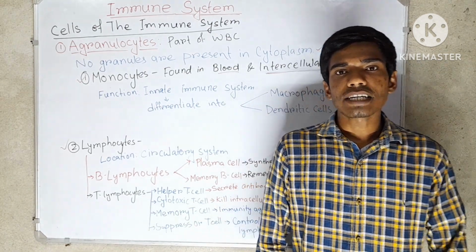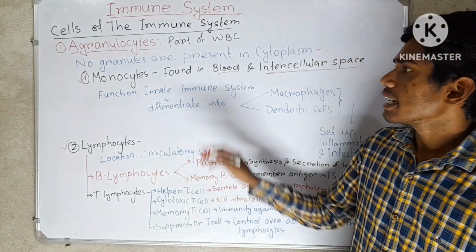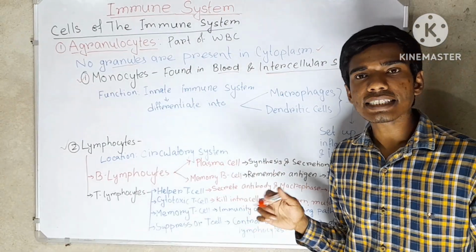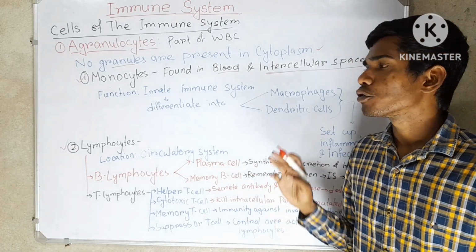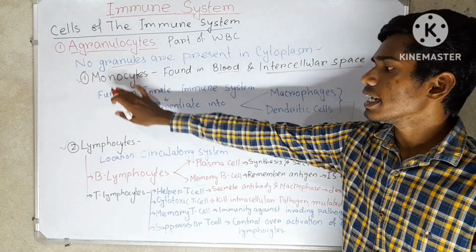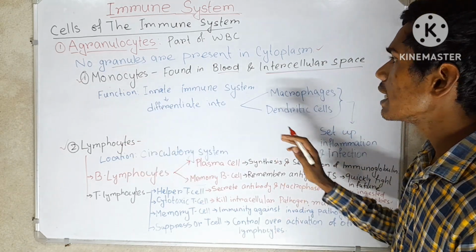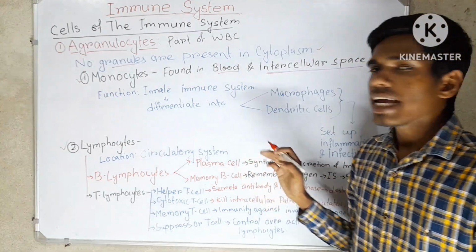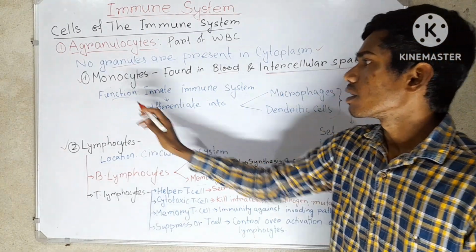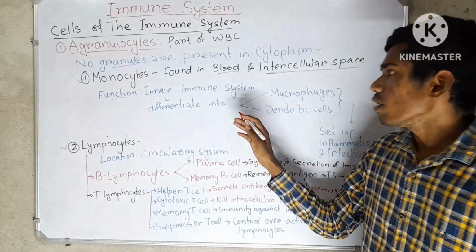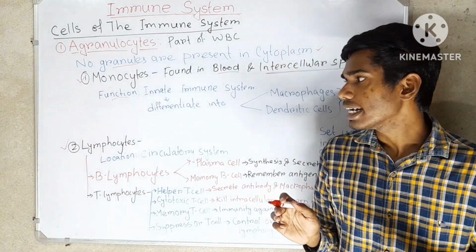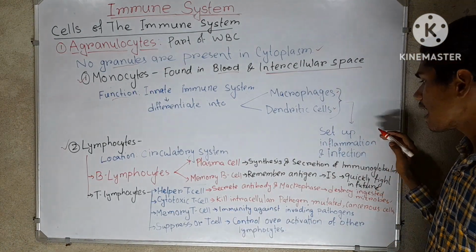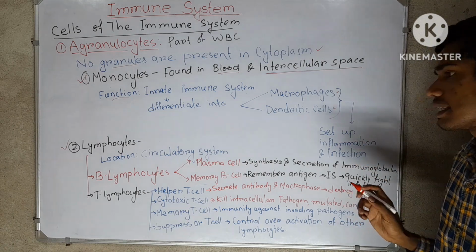Agranulocytes. These are parts of white blood corpuscles. Agranulocytes have no granules in the cytoplasm, so they are named agranulocytes. There are two types of agranulocytes. These are monocytes and lymphocytes. Monocytes are found in blood and intercellular spaces. The monocytes play an important role in the innate immune system. The monocytes differentiate into macrophages and dendritic cells to set up inflammation and infection.